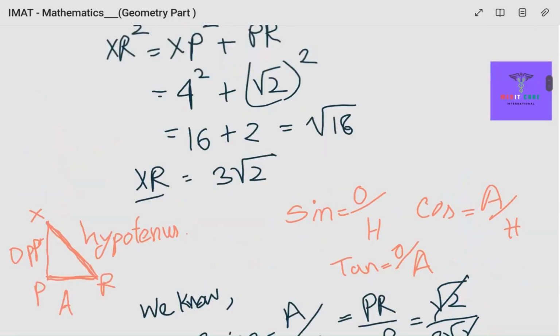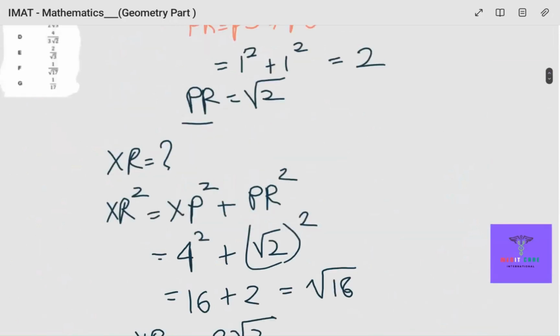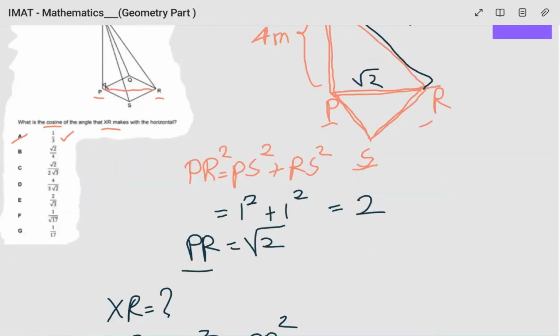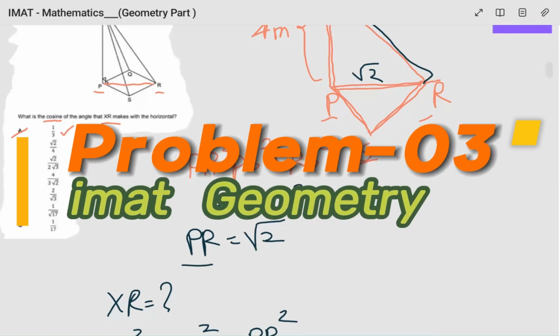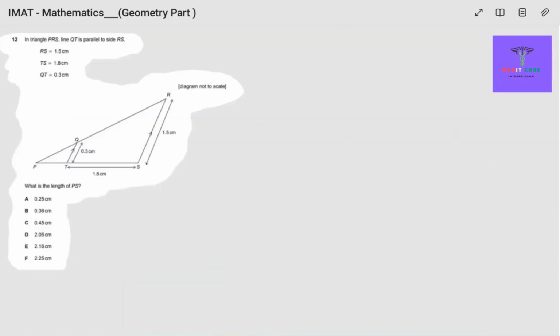Let's move to the question. And we see option A is the 1 by 3. So the correct answer is 1 by 3, A. Let's move to another question. Now the values are given here. RS equal to 1.5 centimeter, TS equal to 1.8 centimeter, QT equal to 0.3 centimeter. Now what we have to find is the length of PS.